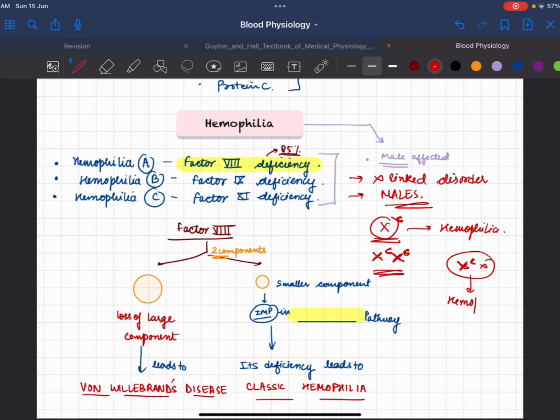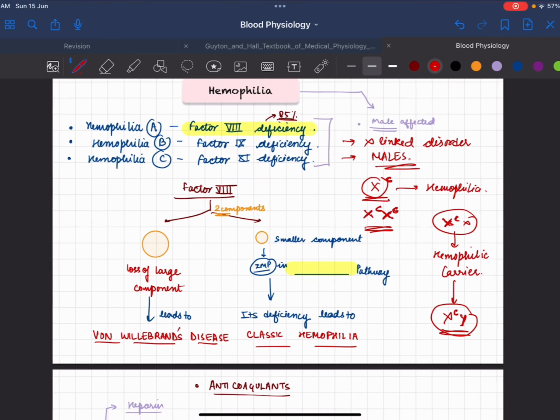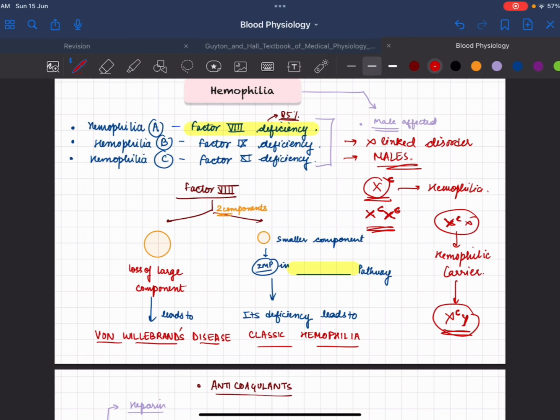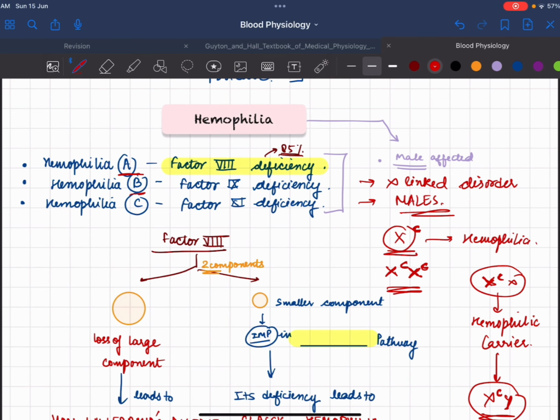Okay, and when she gives birth to a male child who is also a carrier, who can come up as a hemophilic child. Okay, so this is the concept of hemophilia. Okay, so there are three kinds of hemophilias: hemophilia A, B, and C. Hemophilia A, B, C.